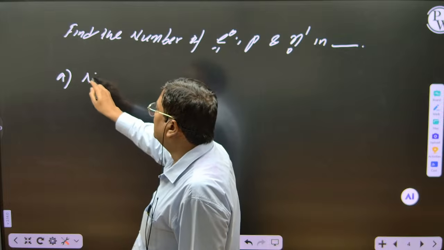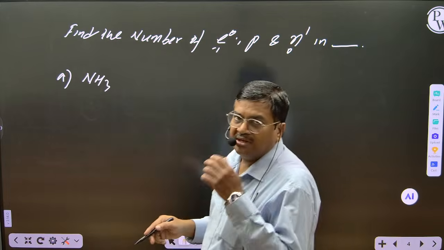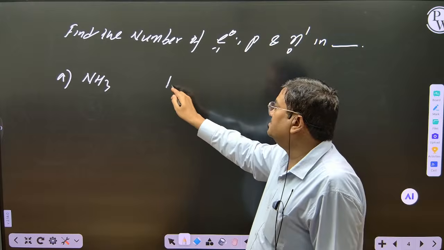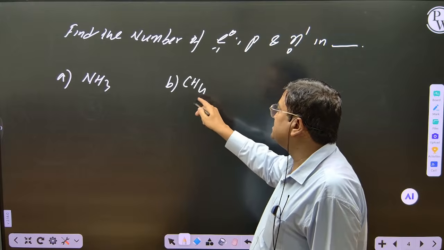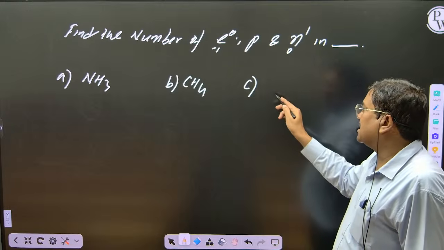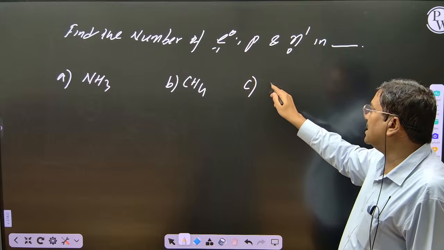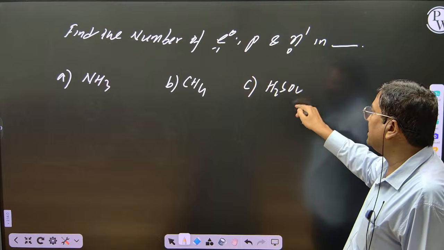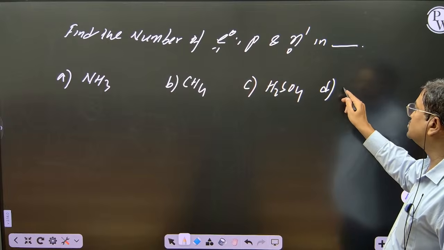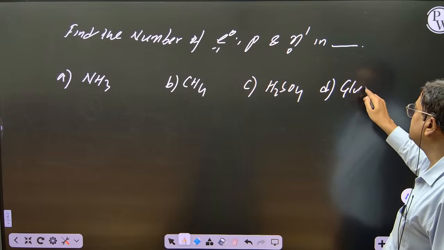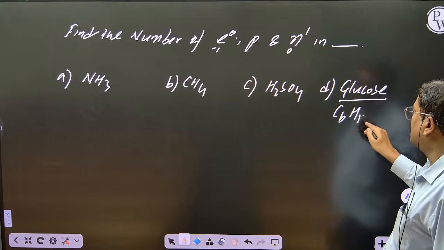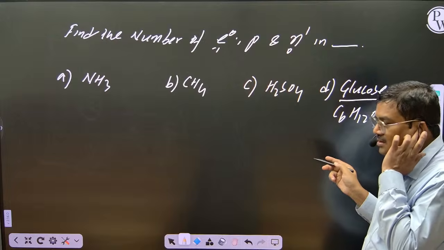Now see, first compound I am taking ammonia. What is the formula of ammonia? NH3, pungent smelling gas. And second, methane. Might be in 10th standard you studied methane in hydrocarbons, CH4. And third one, sulfuric acid. Formula of sulfuric acid, H2SO4. And D I am taking glucose. What is the formula of glucose, students? Glucose is a carbohydrate, C6H12O6.